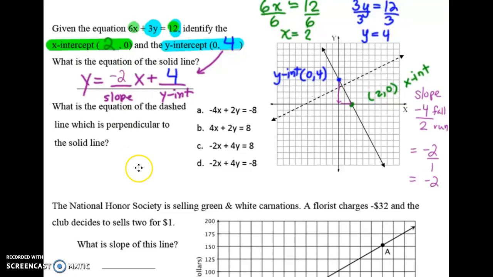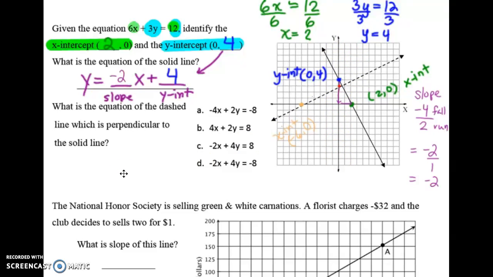the x. The next question asks about what is the equation of the dashed line, which is perpendicular to the solid line. Well, I need 2 points on that dashed line. The x-intercept is at negative 6, 0 on the x-axis. And the y-intercept, which is hard to see, is at 0, positive 3. And happens to be on the y-axis.